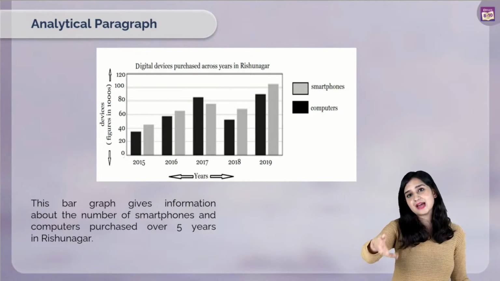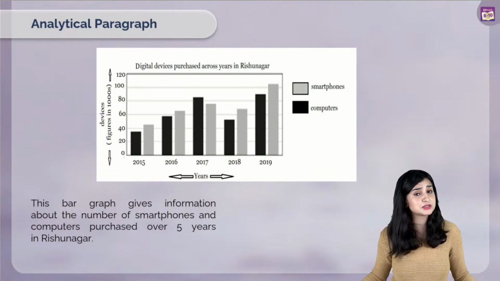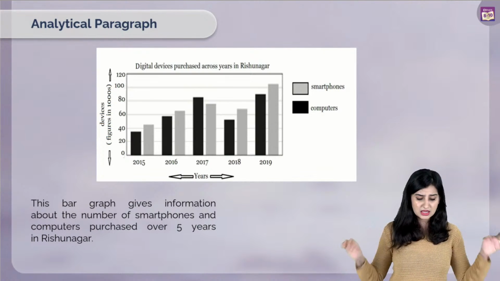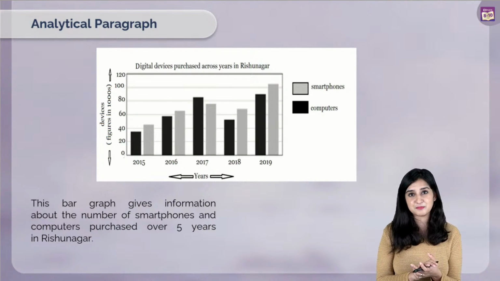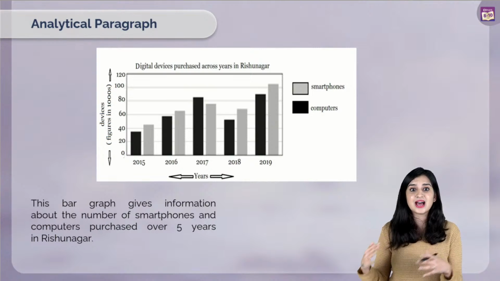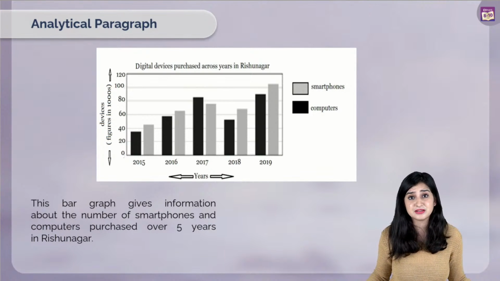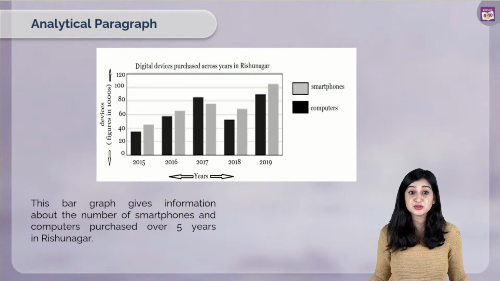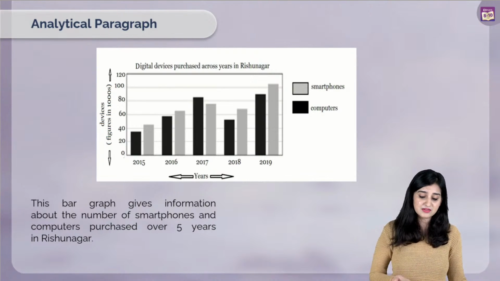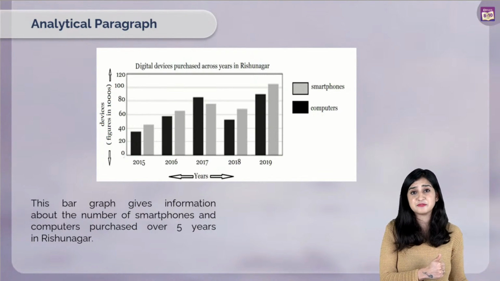But here you can be more specific. Why are you saying digital devices? Because here we know that it's just smartphones and computers. Digital devices will have a lot of other devices, it could be anything like tablets or some other gadget. So it's good to be more specific. We know it's giving us information exactly about smartphones and computers, so we will use that.